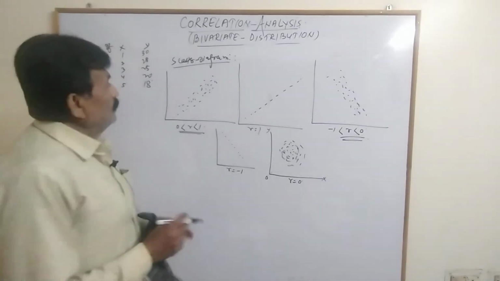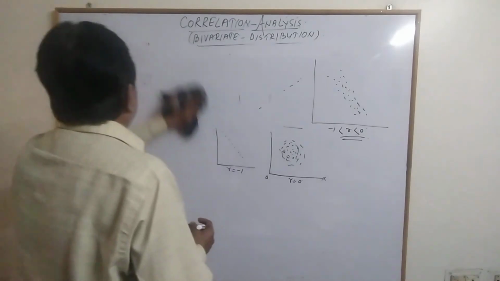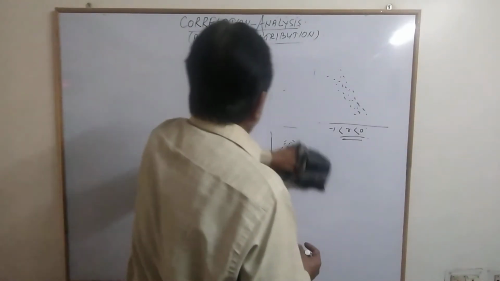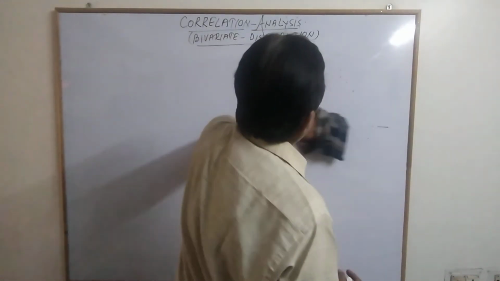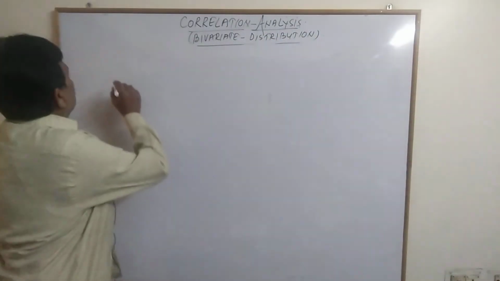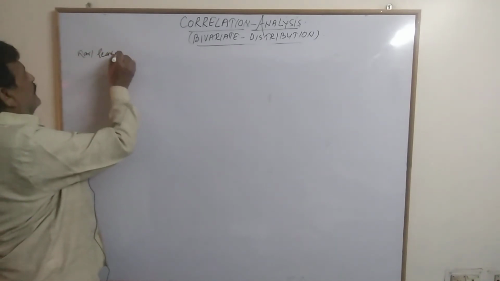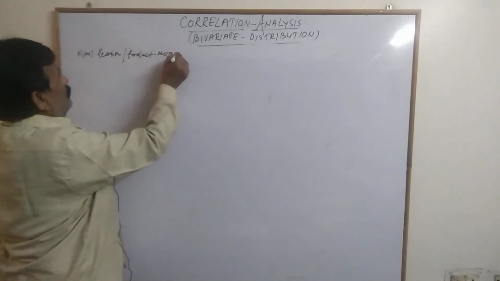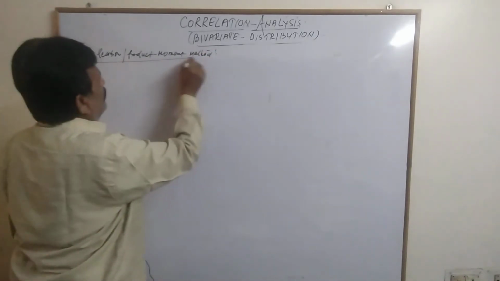Now we switch over to the mathematical formulas or methods for finding correlation. The first and most prominent and significant method for finding correlation is the Karl Pearson correlation, or the product moment method, called by two names. So this is the most important method for finding correlation.